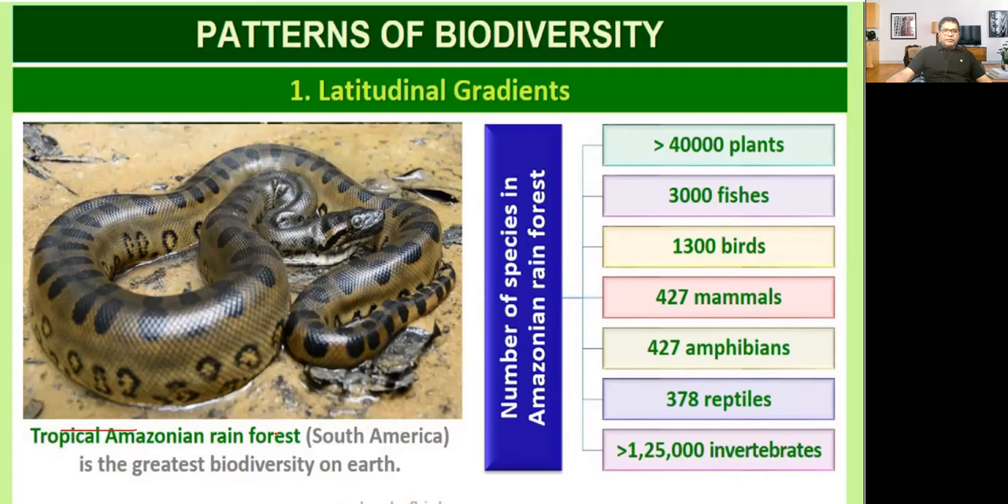The tropical Amazonian rainforest in South America has the greatest biodiversity on Earth. Number of species in the Amazonian rainforest: more than 40,000 species of plants, 3,000 species of fishes, 1,300 birds, 427 mammals, 427 amphibians, 378 species of reptiles, and more than 125,000 invertebrates.